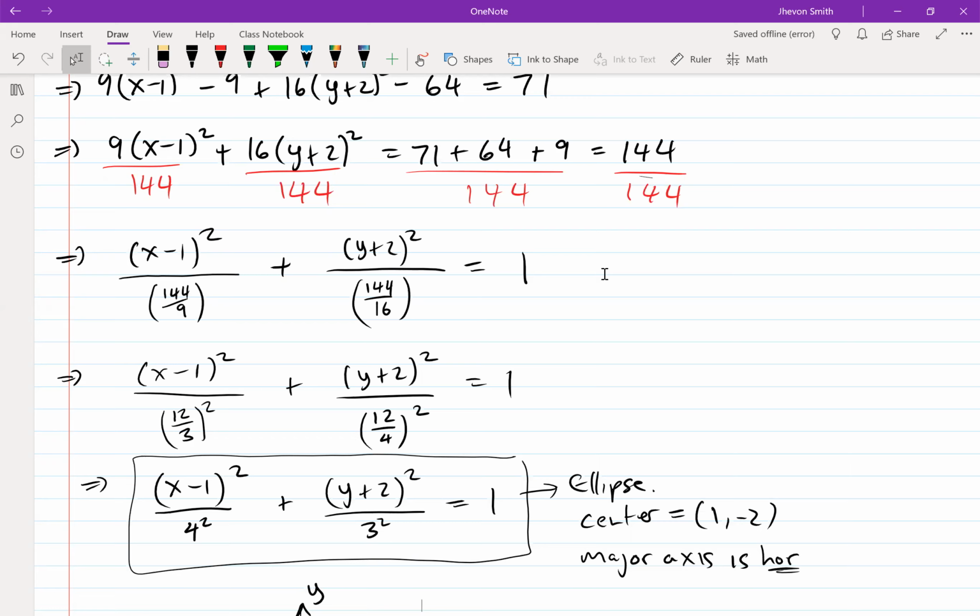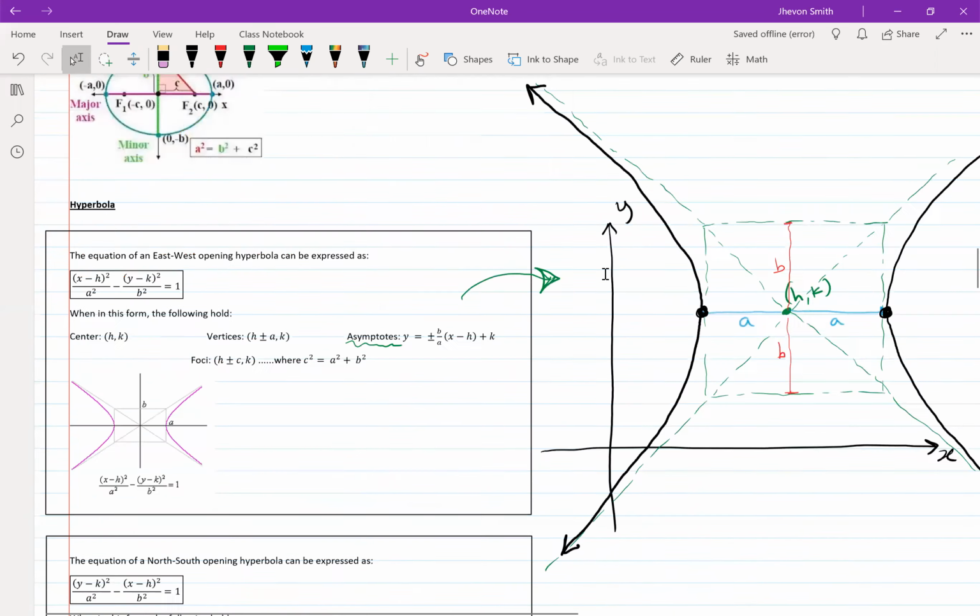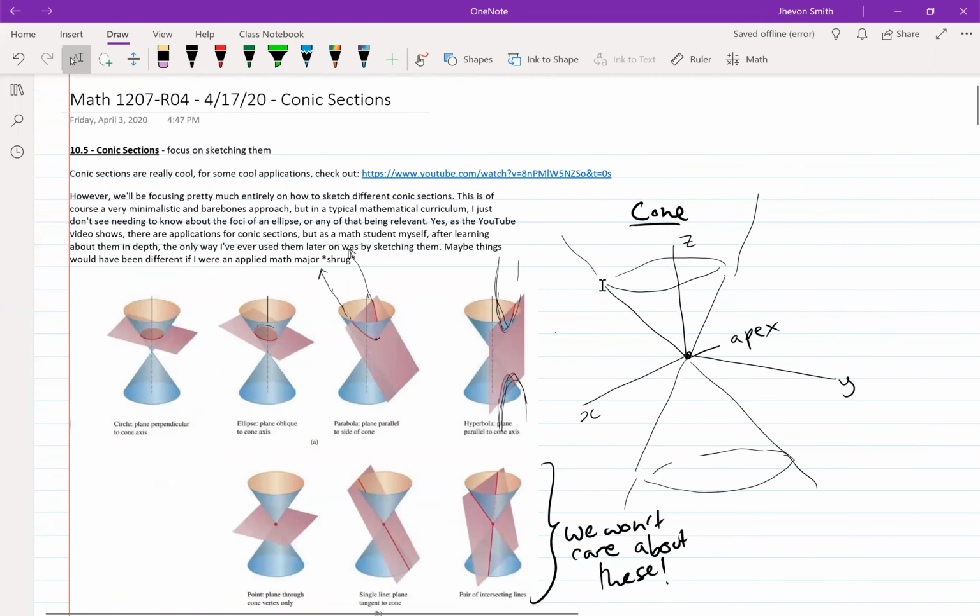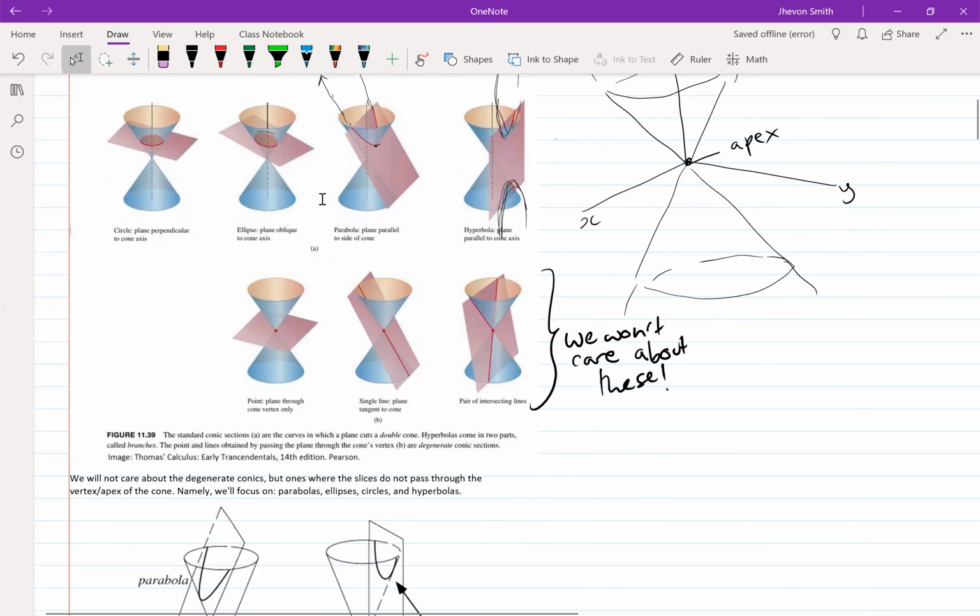Okay, all right, cool. So that's it. That's all you need to know for this section. Know how to sketch them.